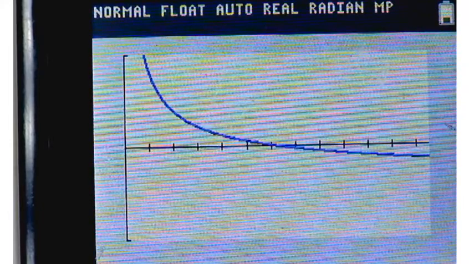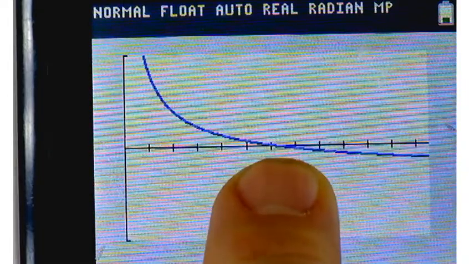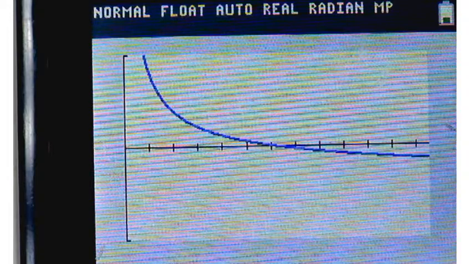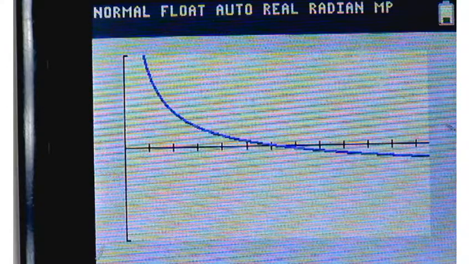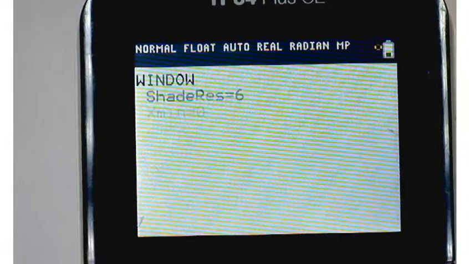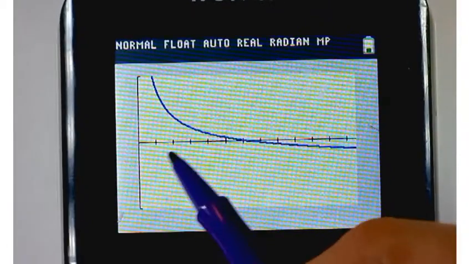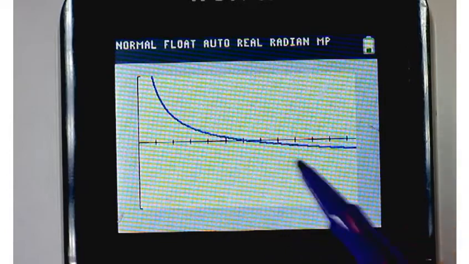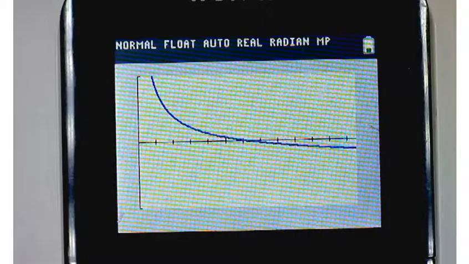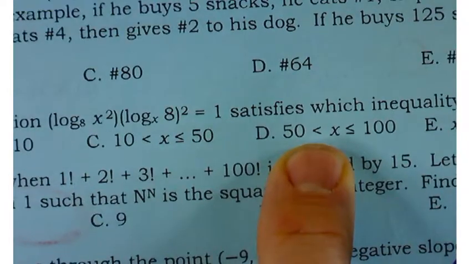So the question is, where does this cross the x-axis? Right? That's really what we got to know. You can kind of estimate it, 1, 2, 3, 4, 5, etc. Each one of those tick marks is 10. So 10, 20, 30, 40, 50, 60. So it's more than 50. And I think that's really all we need to know for our answer, right? So between 50 and 100?